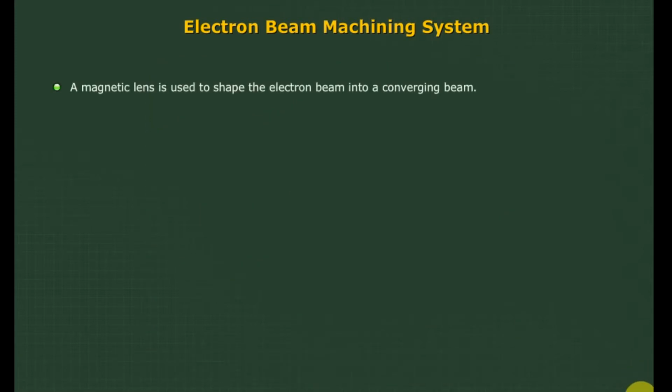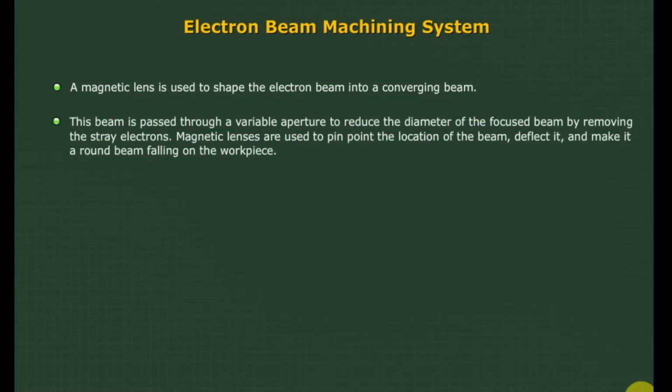A magnetic lens is used to shape the electron beam into a converging beam. This beam is passed through a variable aperture to control the diameter of the focused beam by removing the stray electrons. Magnetic lenses are used to pinpoint the location of the beam, deflect it, and make it a round beam falling on the workpiece.